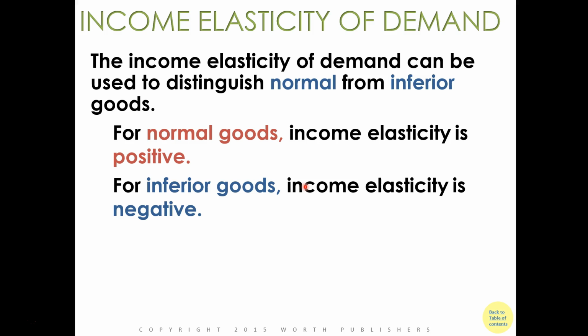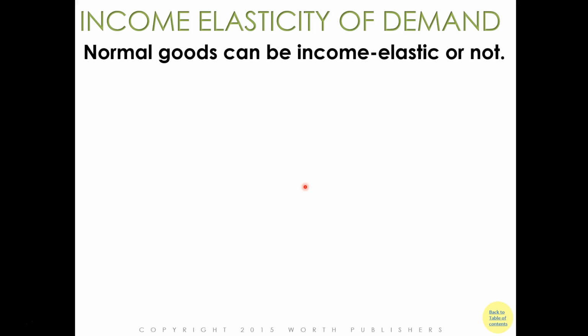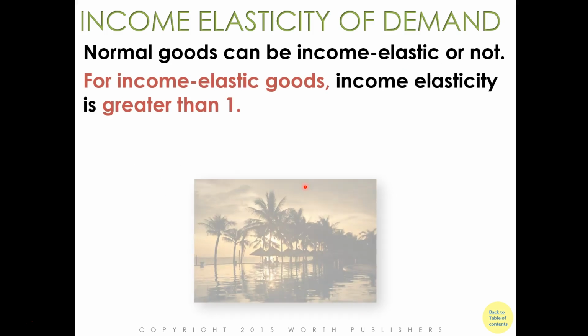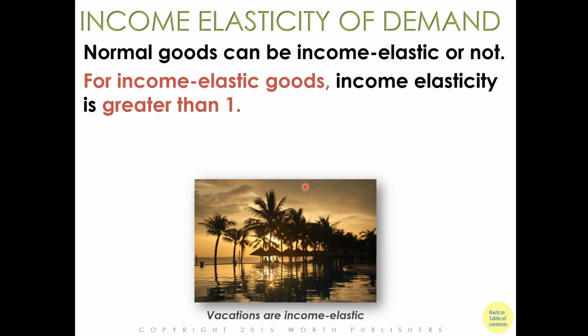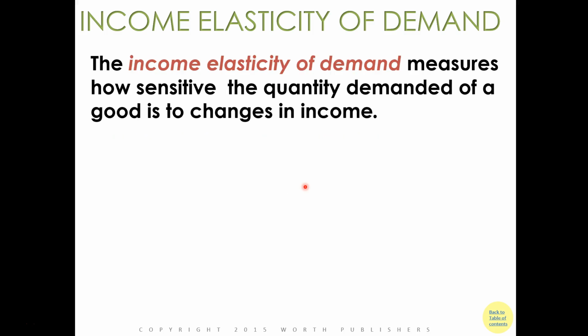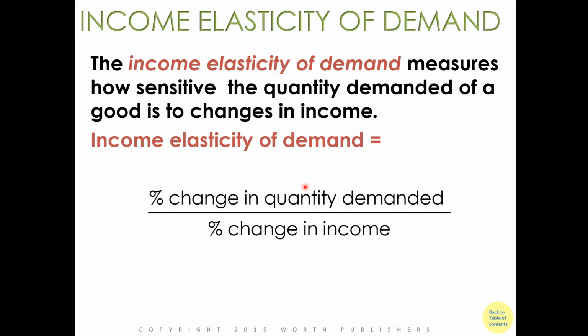So the income elasticity of demand can be used to distinguish normal from inferior goods. And this is a pretty cool thing, because a normal good is basically something that is required, a necessity, and an inferior good isn't normally a necessity, and we'll look at what that means. Normal goods can be income elastic or not. For income elastic goods, income elasticity is greater than 1. That's if we are doing the formula, of course, the percent change in quantity demanded over the percent change in income.